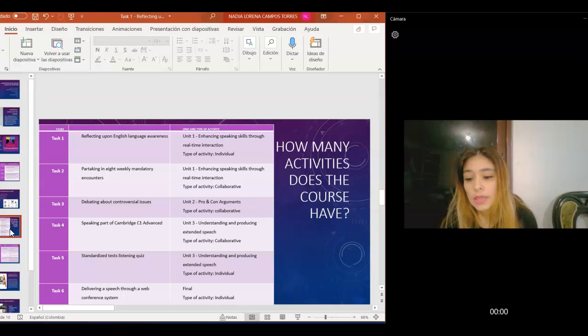Task 5 is a standard test listening quiz, where the unit is understanding and producing extended speech, and the type of activity is individual. Task 6 is developing a speech through a web conference system, it is the final, and the type of activity is individual.